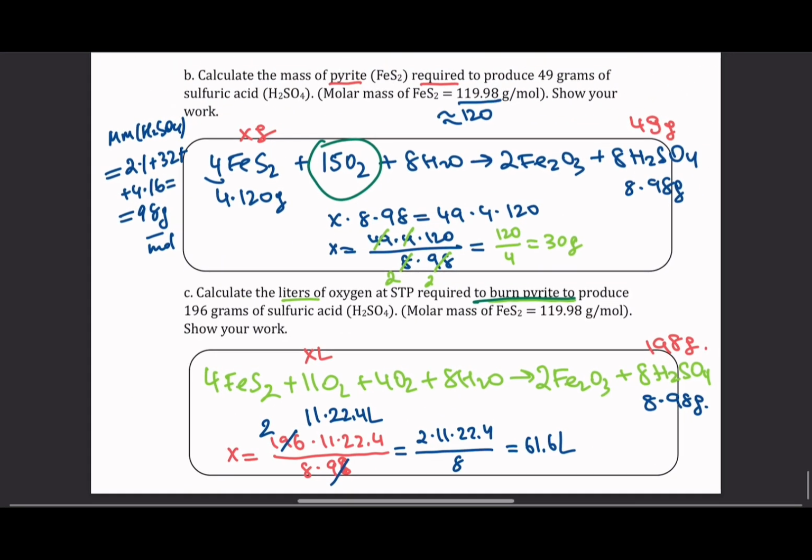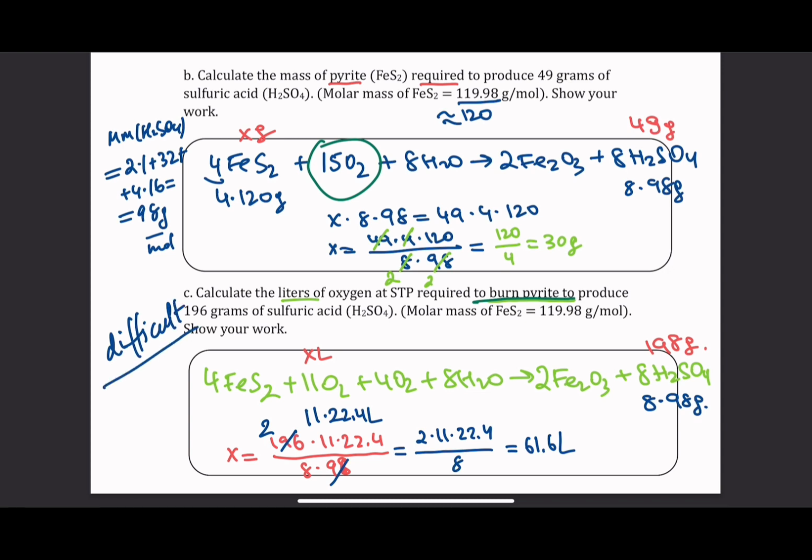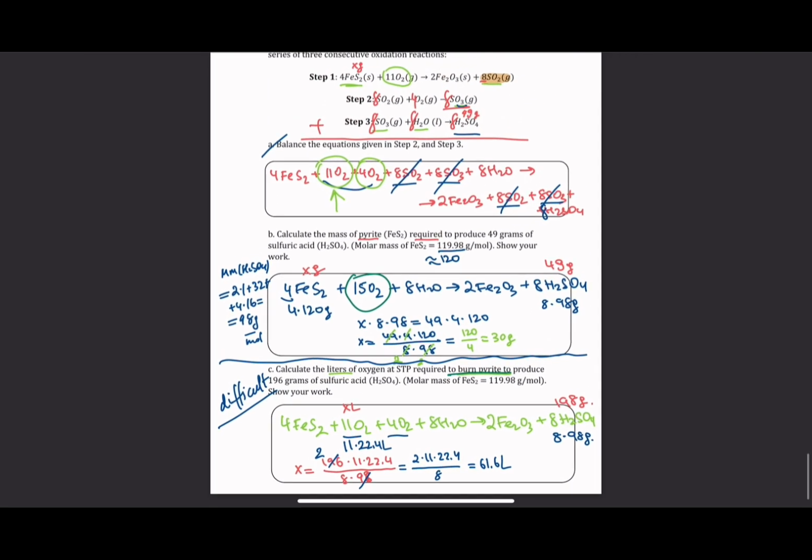Now this question, if it's difficult for you, don't worry about it. This is not the level that you will be tested on, because it might confuse you with the oxygen levels. If you're good till this part, you should be okay for your PA exam.